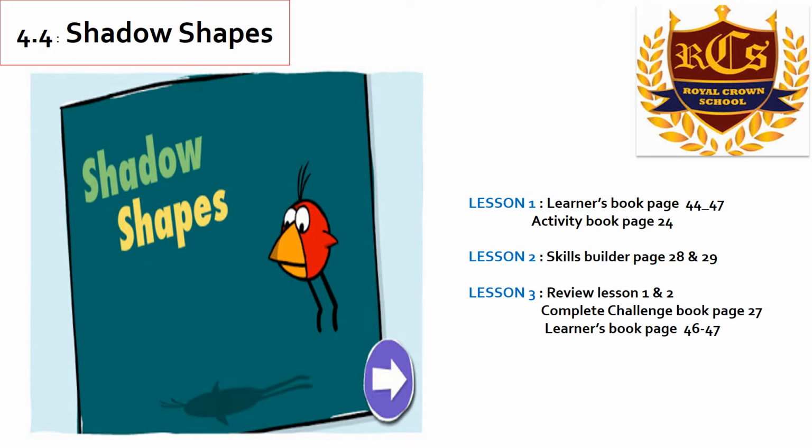Okay, and we are going to be continuing with a study about shadow shapes. For this lesson, we are going to need our science learners' books, our activity books, your pencils, and erasers. Remember, you always need your pencil and erasers.